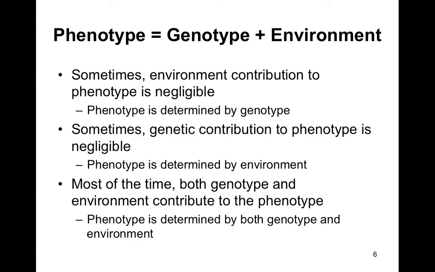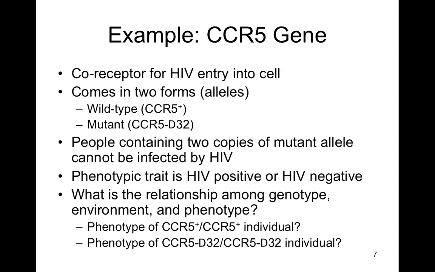For some traits, the environmental contribution is negligible, and so the trait is primarily determined by genetic factors. Can you give an example of this? For other traits, it is the genetic contribution that is negligible, and so the trait is primarily determined by environmental factors. Can you give an example of this? Most traits are determined by a combination of genetic and environmental factors. We will now go over an example of how genotype and environment can influence phenotype.